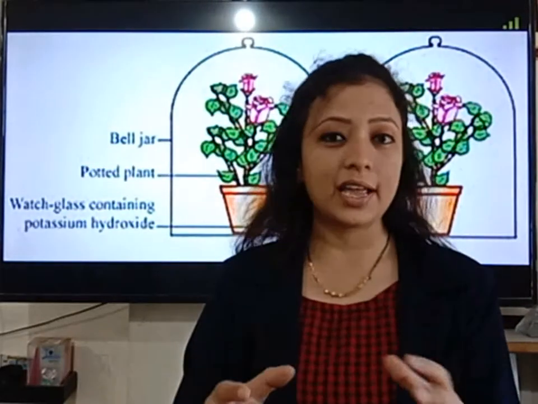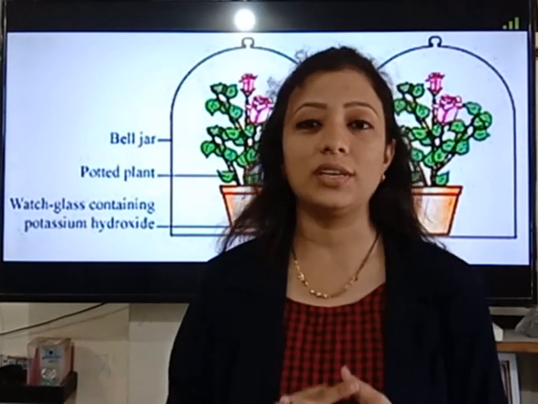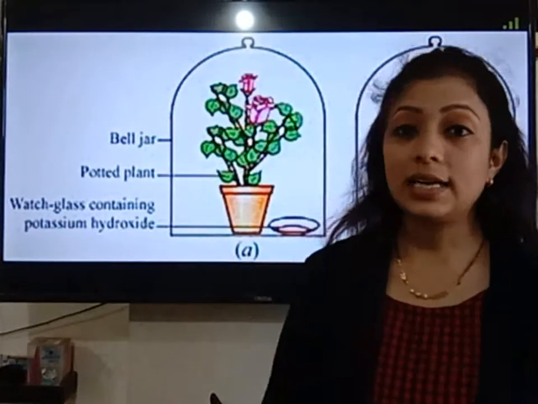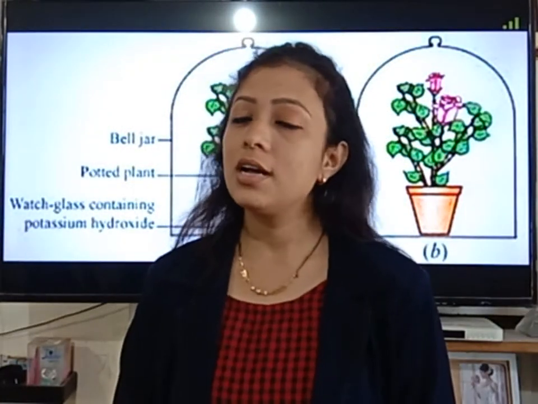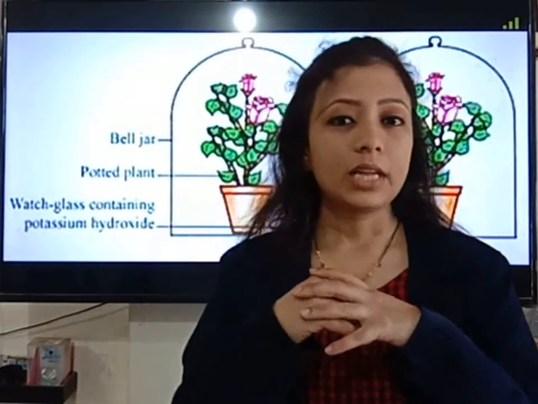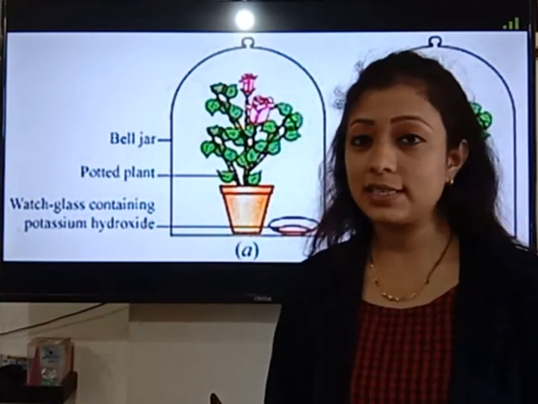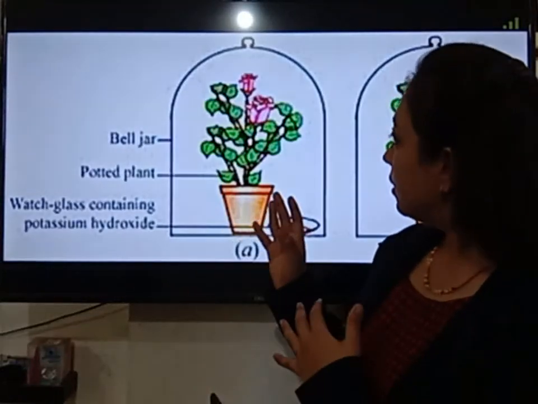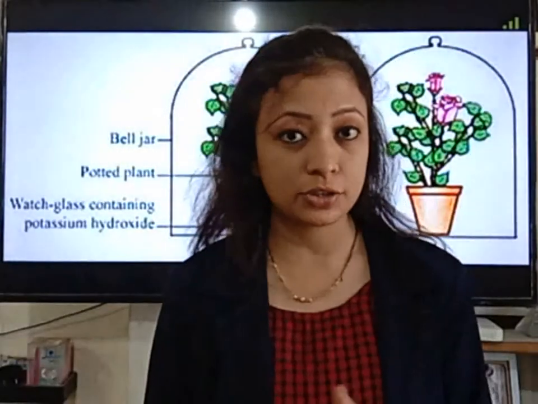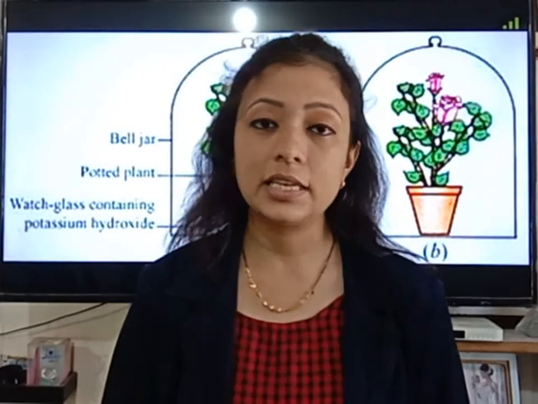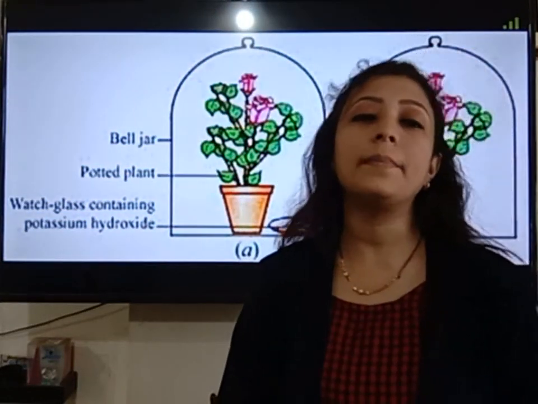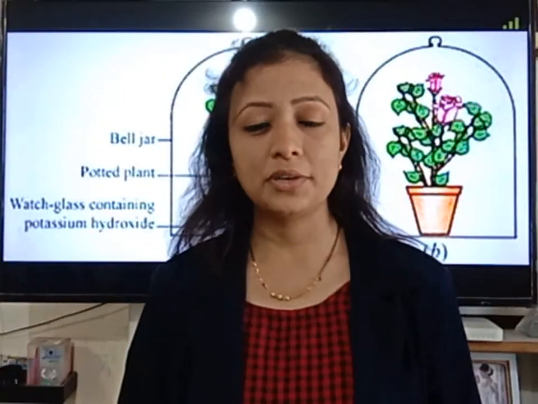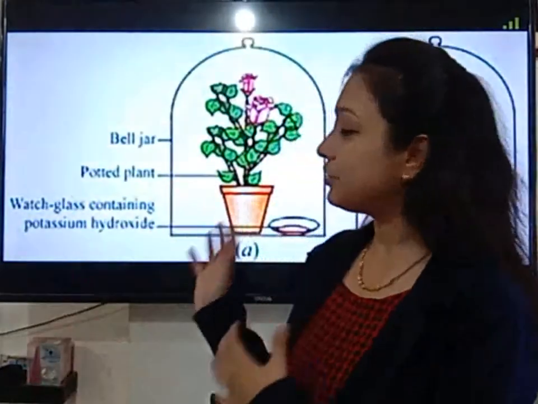So children, today we discussed 3 experiments, that is how sunlight, carbon dioxide and chlorophyll are necessary for photosynthesis. In my next lecture, we'll discuss the breathing and respiration topic. Apart from that, we'll discuss the respiratory system in humans, and then we'll start with the topic of transportation in humans. So this is about my today's lecture, children.